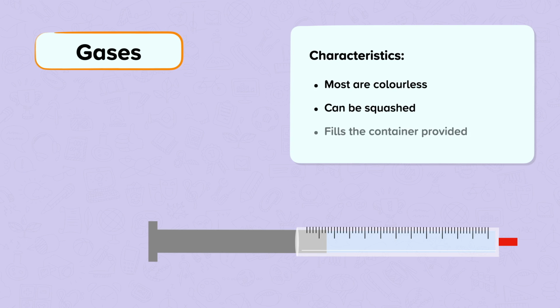Gases spread out. If we pour them from one container to another, they will take up as much space as they can. They will expand, get bigger to fill the space, like a smell spreads across the room or water vapour from a kettle.